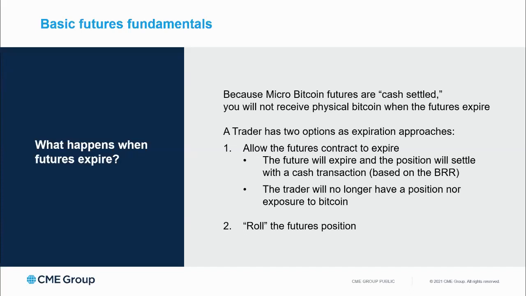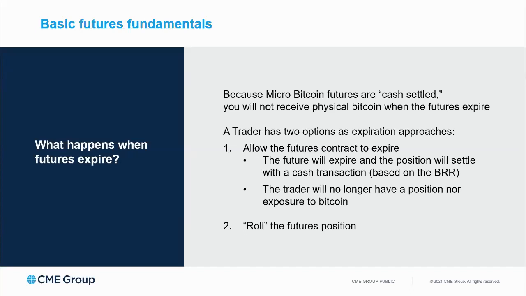So on this slide, what happens when futures expire? There are two different types of futures. There's a physically settled future and there's a cash settled future. This is a cash settled future. On the physical side, if you let your futures contract expire, you could potentially be taking delivery on a bunch of corn.